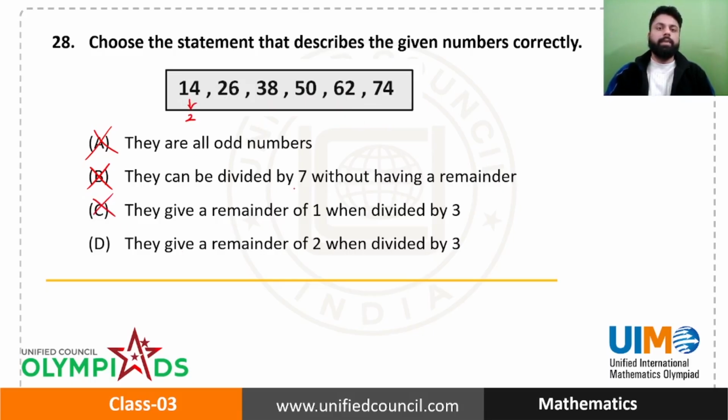They give a remainder of 2 when divided by 3. When you divide by 3, 3 fours are 12, so 2 is the remainder. 3 eights are 24, 2 is the remainder. 3 twelves are 36, 2 is the remainder. 3 sixteens are 48, 2 is the remainder. 3 twenties are 60, 2 is the remainder. And 3 twenty-fours are 72, and 2 is the remainder. So this option is the correct answer.